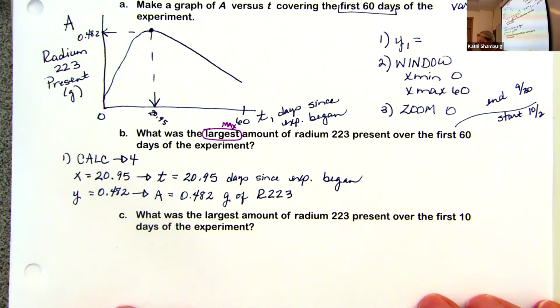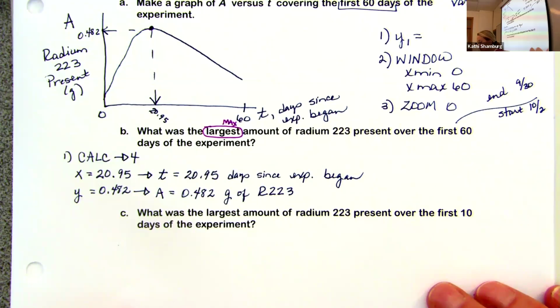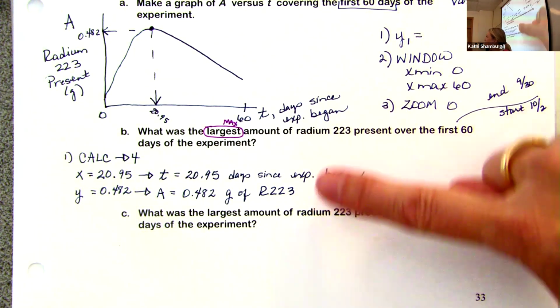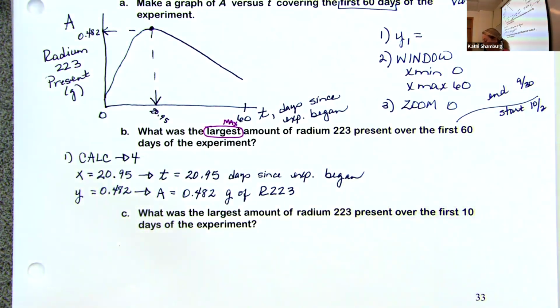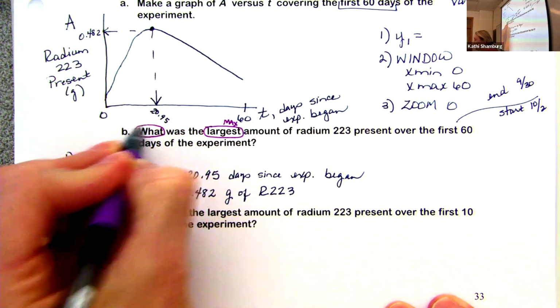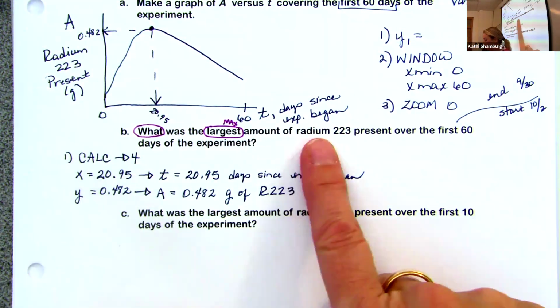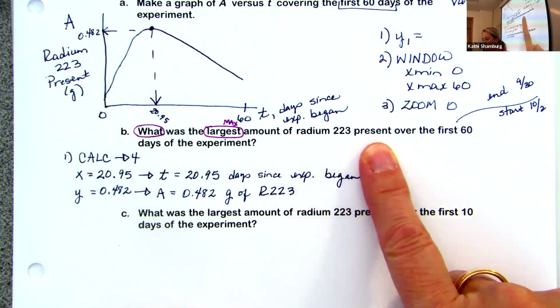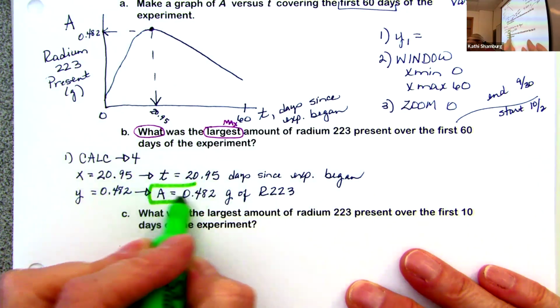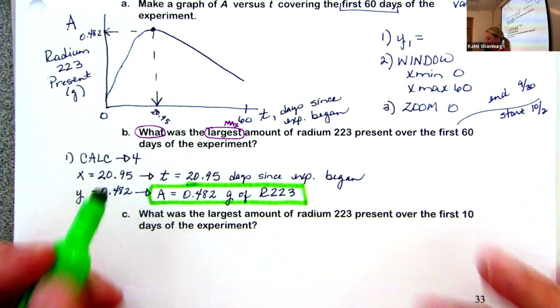Now I've got to figure out what it's asking. What was the largest amount of radium-223 present over the first 60 days of the experiment? Which one's it asking for, T or A? Remember, the word what is typically your function. It's asking for radium-223 present. So this particular question, this is my answer.